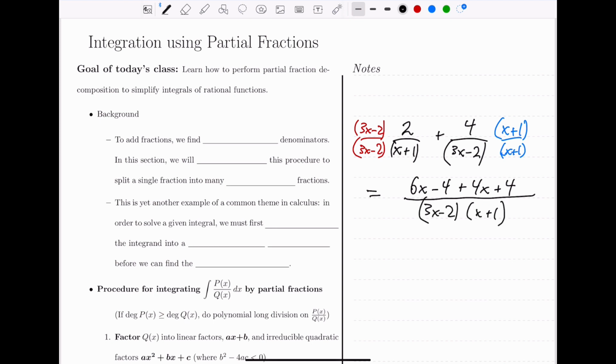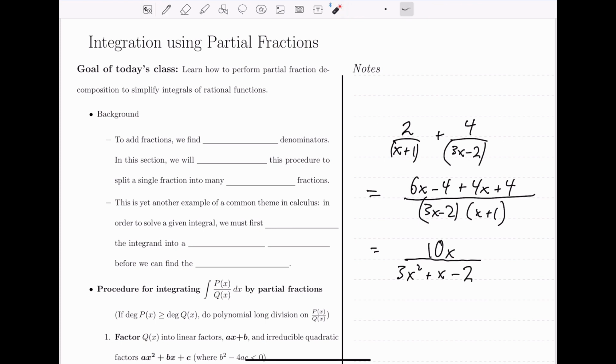Let's go ahead and simplify. In the numerator, we have 6x plus 4x, that's 10x. And minus 4 plus 4 cancel. And then we can FOIL out the denominator. We get 3x squared, minus 2x plus 3x is a plus 1x, and then negative 2 times 1, minus 2. So adding these fractions together, we get this rational function.